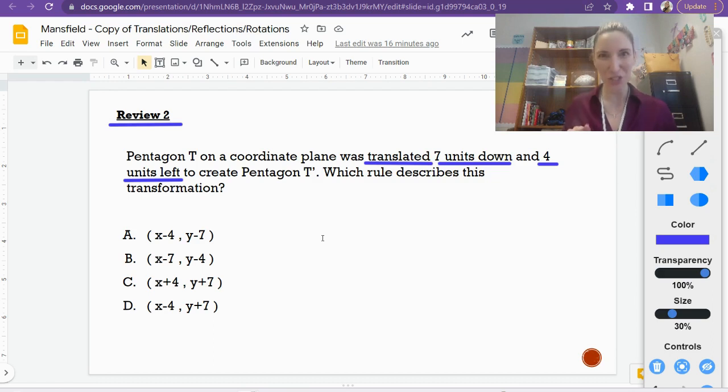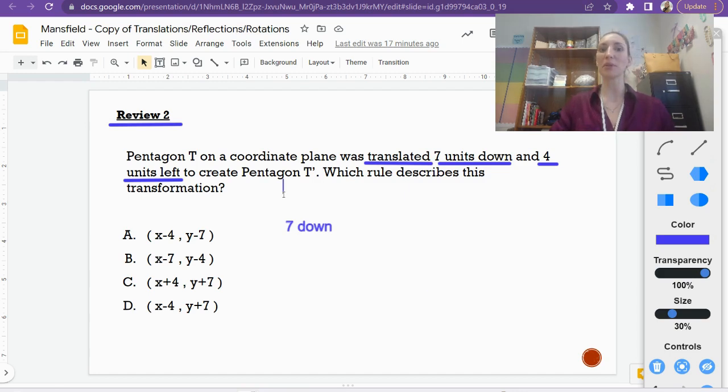It's actually trying to get you again, not only with the word pentagon, but about talking about the Y first. Guys, in translation, the Y always goes second. So this is going to be the second part of it. I'm actually going to write it over here a little lower, 7 down, right? I'm going to write that second, and then 4 left. Left and right, that's my X. That's the one that needs to go first.